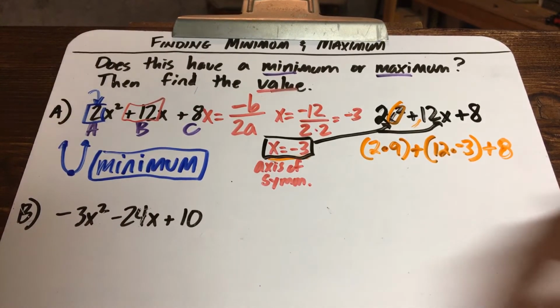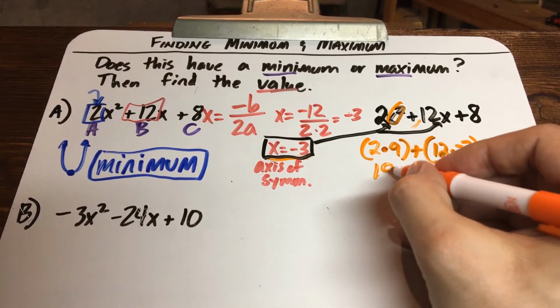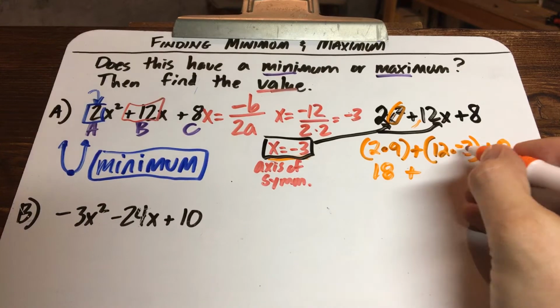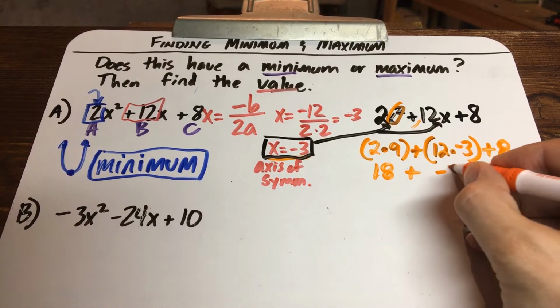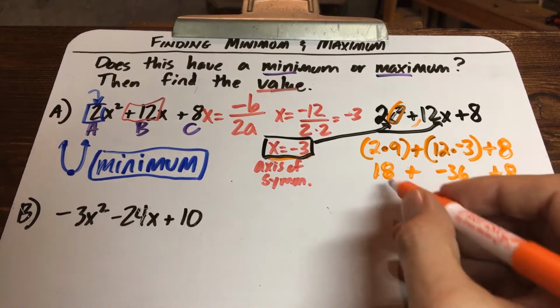If you need to use a calculator for this, or if you can do it in your head, great. I think I can do it. 9 times 2, I hope, is 18. And then 12 times negative 3 is negative 36, and then plus 8. And now I can just do my order of operations, go from left to right.